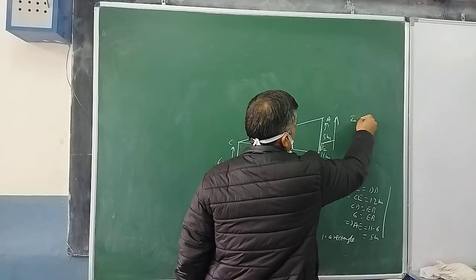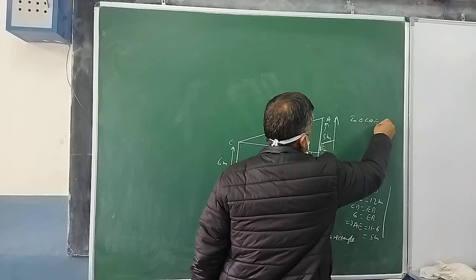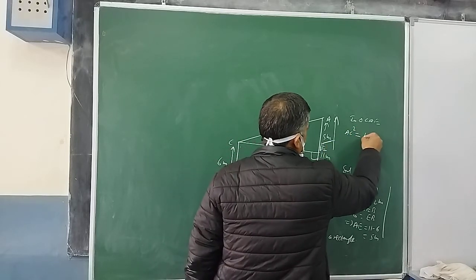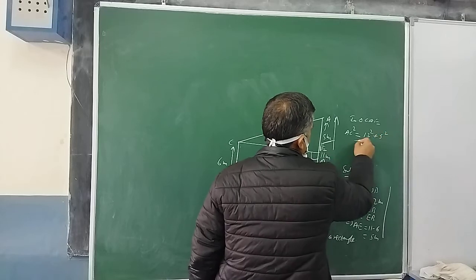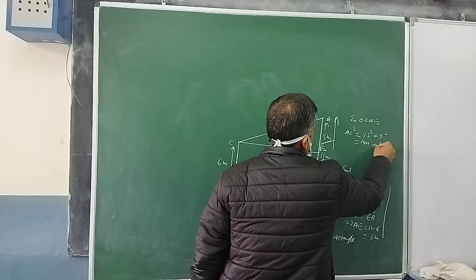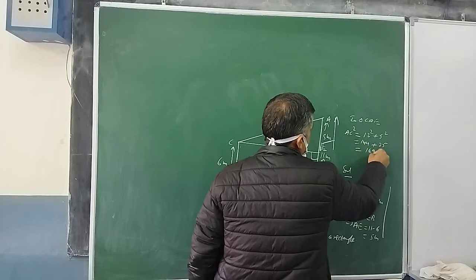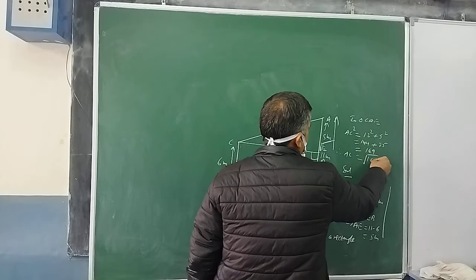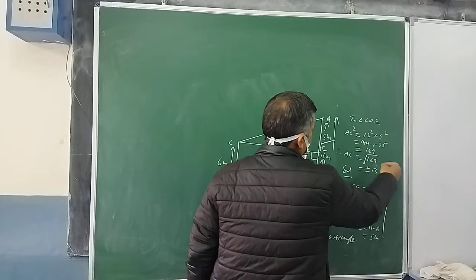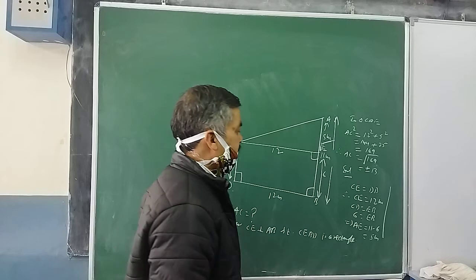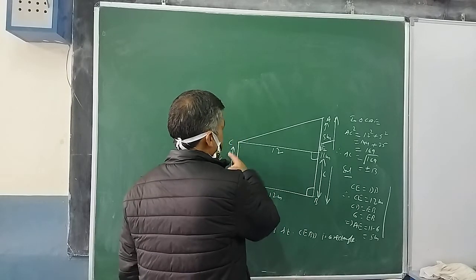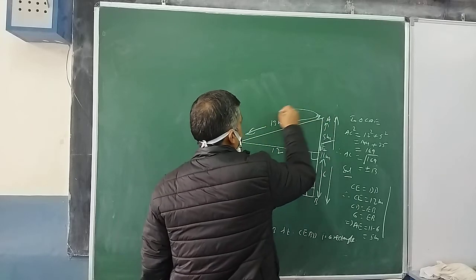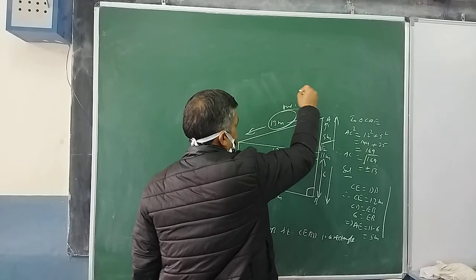So in triangle CAE, your AC square will be equal to 12 square plus 5 square. And you know that 144 plus 25 is 169. So if you calculate AC, it is the square root of 169, which is plus or minus 13, so finally you will be getting 13 meters as your answer.